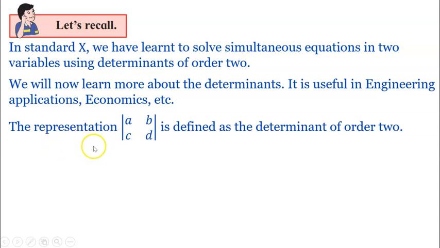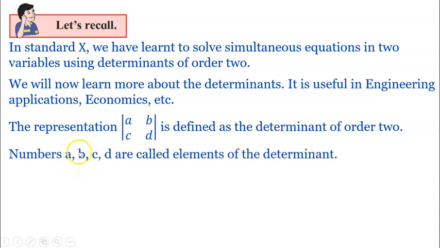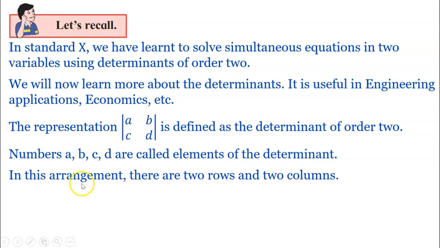The representation ABCD is defined as the determinant of order 2. Here, A, B, C, D are called elements of the determinant. In this arrangement, there are two rows and two columns. A, B is the first row, C, D is the second row. First column is AC and second column is BD.